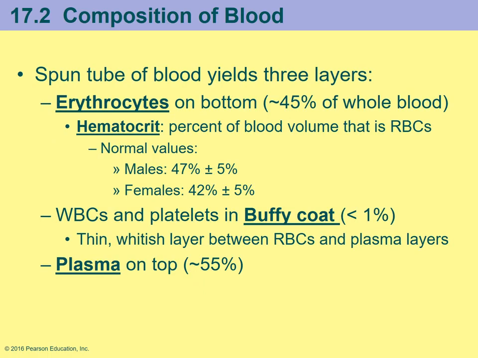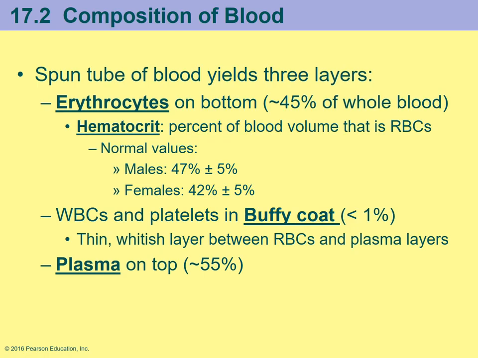If you took a sample of blood and you were to spin it, you would end up with three layers. On the bottom, roughly about 45% of the overall blood volume is where the erythrocytes, or red blood cells, are going to be. Hematocrit is the percent of blood volume that is red blood cells. The normal value for females and males is a little bit different. For males, it's roughly on average about 47%, plus or minus 5%. For females, about 42%, once again plus or minus 5%. So it's a little bit lower in females than males.